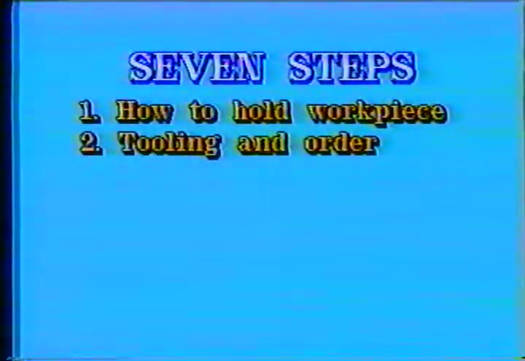In the 7 basic steps of machining a part on a CNC control, there has to be certain things decided before we even start programming, and certainly things done before we start cutting. Number 1, you decide how you're going to hold the workpiece, whether it be in a vise or a fixture. Step number 2 is to decide which tools you're going to use and what order you're going to use them in to machine the part.